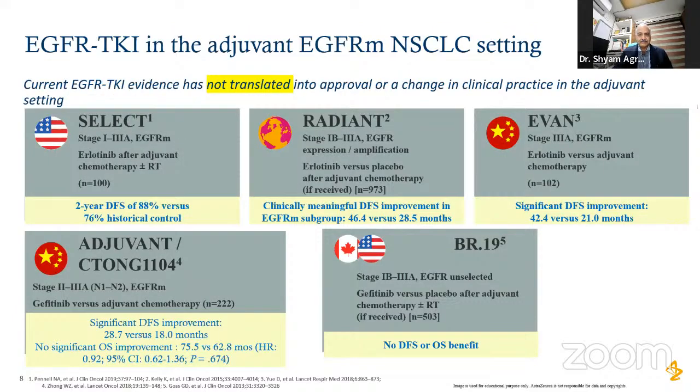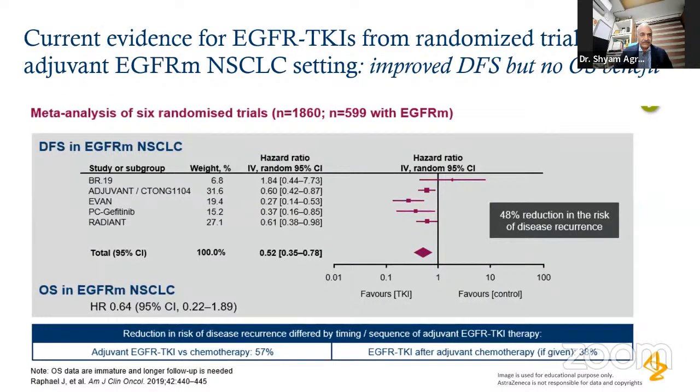And these are all different trials using TKIs. Three trials used erlotinib, two used gefitinib, and there has also been a meta-analysis of the outcome in these adjuvant EGFR mutated patients using first generation EGFR TKIs. This is the meta-analysis of 6 randomized trials, which says there was some improvement in DFS, but no OS benefit.